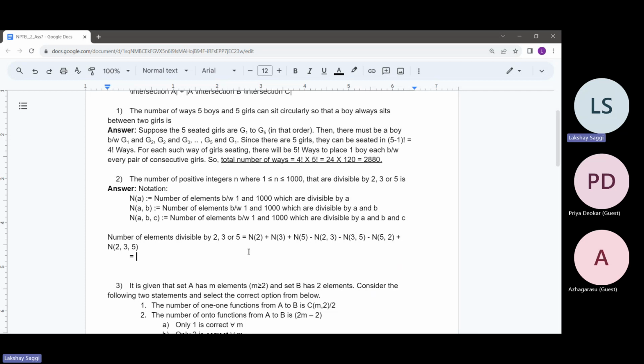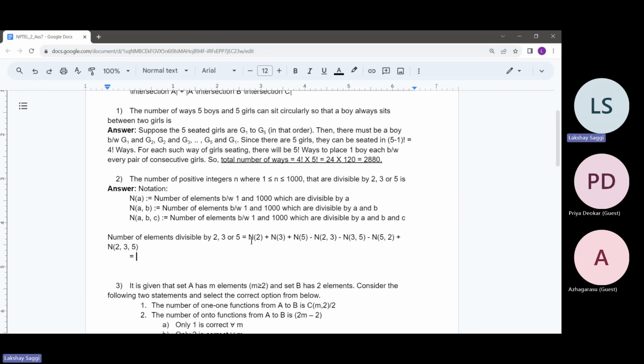So now, calculating these terms. The idea behind this was that directly calculating the union was not easy because we may have overcounted stuff. But what we can claim is that counting these sets individually is easy. n of 2 is easy, n of 3 is easy, n of 3, 5, n of 2, 3, everything is easy. And how is it easy?